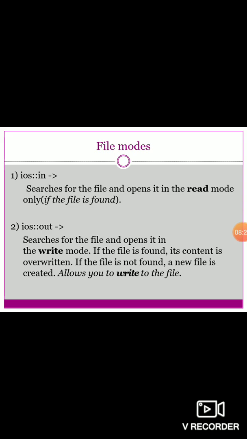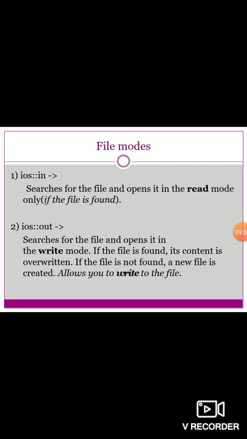Now whenever we want to open a file, in the syntax we just saw that you can pass the file name, comma, file handling mode. So what are the different modes you can use while opening any file? Basically there are, I think, 8 modes. We will see them one by one. Now first is ios, scope resolution operator, and then in. Here ios stands for input output stream. Now the first one is in.